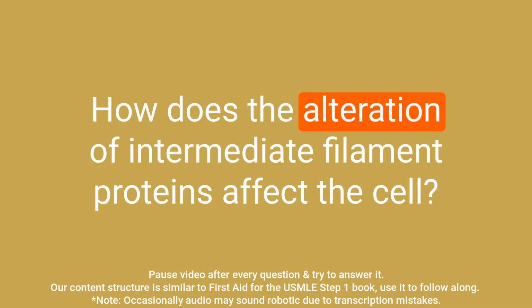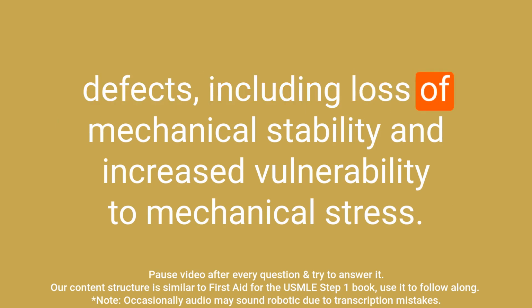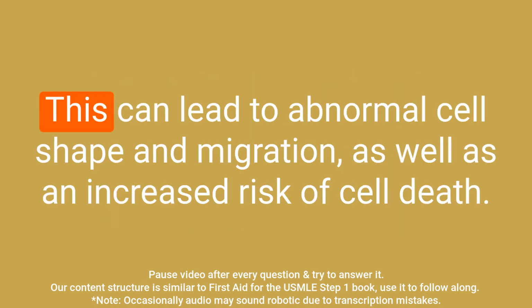Question: how does the alteration of intermediate filament proteins affect the cell? Answer: alterations in the expression or structure of intermediate filament proteins can lead to a variety of cellular defects, including loss of mechanical stability and increased vulnerability to mechanical stress. This can lead to abnormal cell shape and migration, as well as an increased risk of cell death.